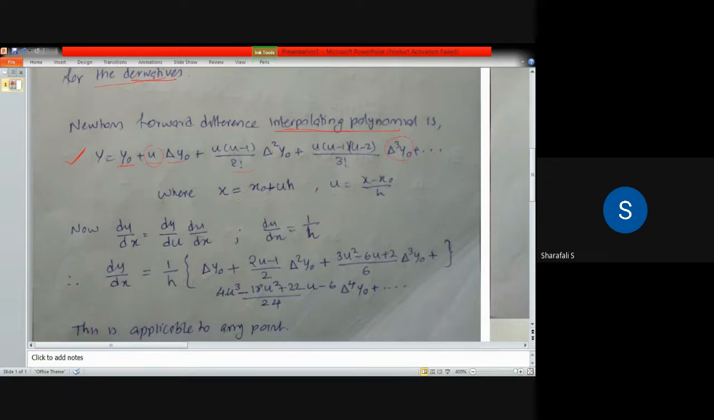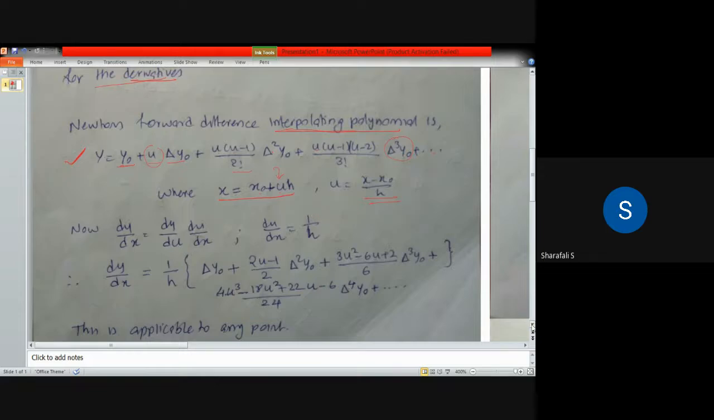Here x equals x0 plus u h. In the last section, when we discussed Newton's interpolation technique, we used p instead of u, so you can interchange them, no problem with that. So x equals x0 plus u h, and u equals x minus x0 by h.